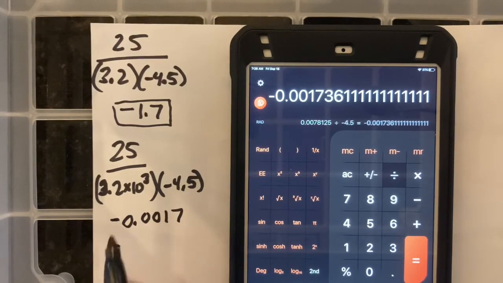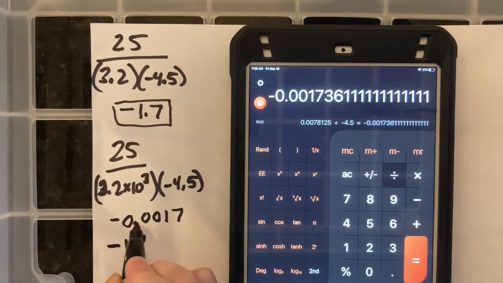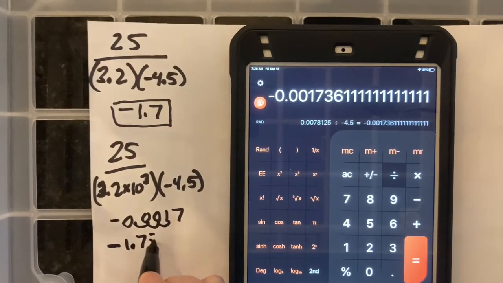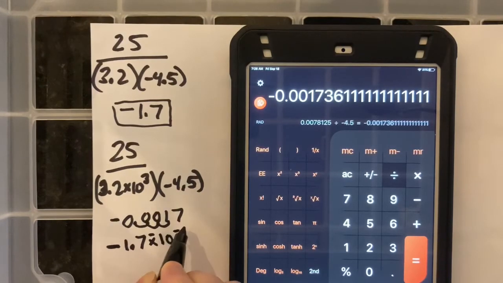Don't forget about the negative. Still a negative quantity. 1.7123 times 10 to the negative 3. Sorry about that extra minus there. Okay, and so then I can box my answer.